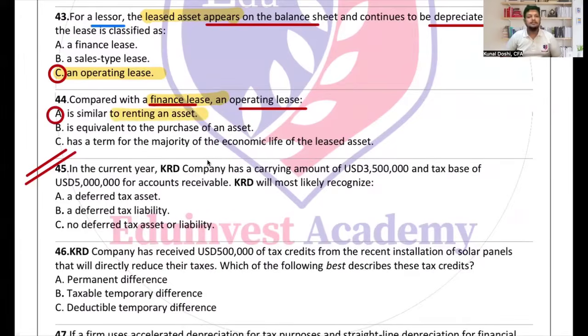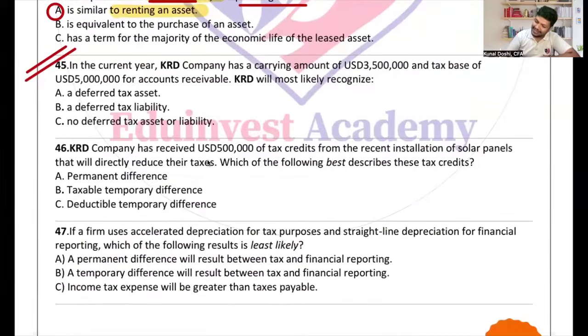Perfect. Now comes one more topic which many students have an issue with, that is taxes. DTA, DTL, DTA, DTL. Correct? Okay. So this is all about taxes. In the current year, the company has a carrying amount of 3.5 million and a tax base. Now, those who've seen my lectures know how I process this. Carrying value is as per financial reporting and tax base is as per tax reporting. Your focus is on tax reporting.